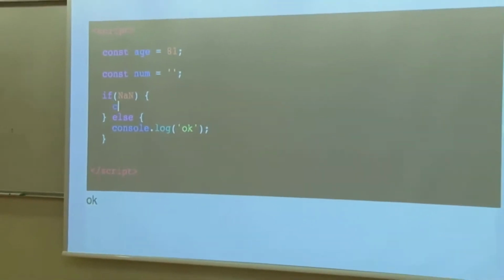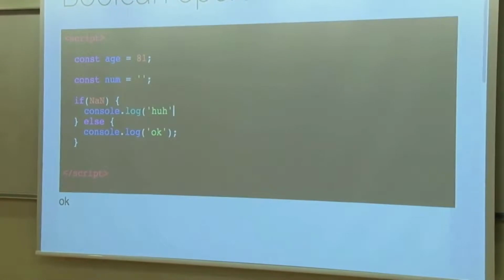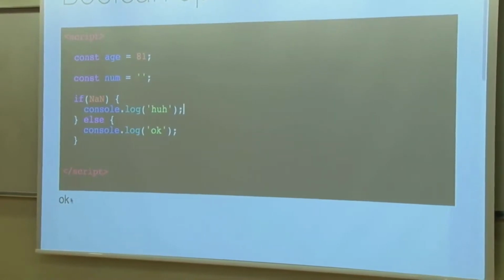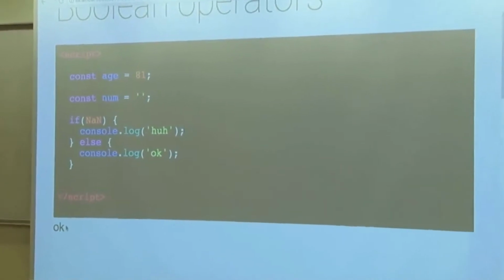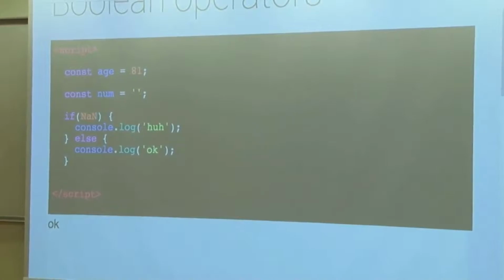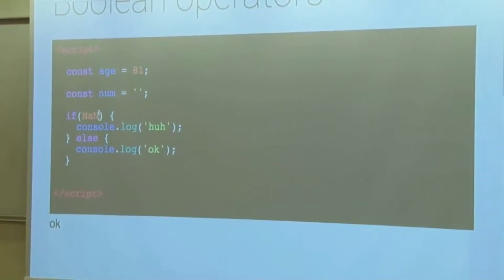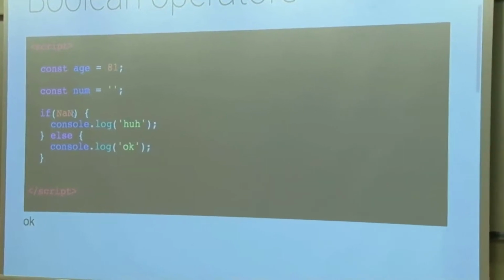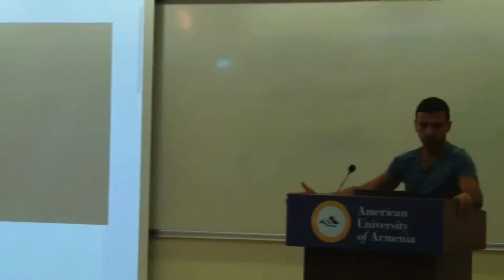So if I were to put NaN in here, NaN, that's falsy, so it goes into the else and it prints console.log. It will not print this one. Right? It prints OK instead. Does that make sense? OK. Basically, other than 0, empty string, there's null, which you don't have to worry about, and false. False is, of course, false, right? Falsy. Everything else is true, truthy.